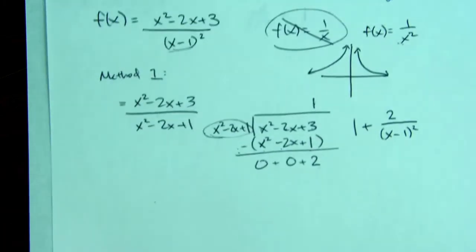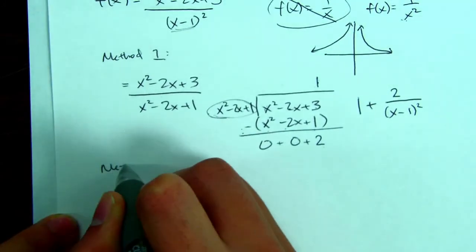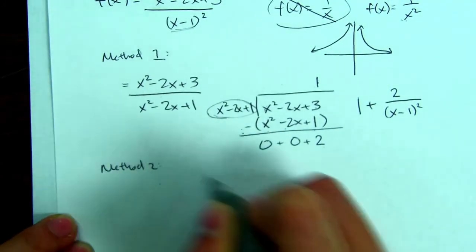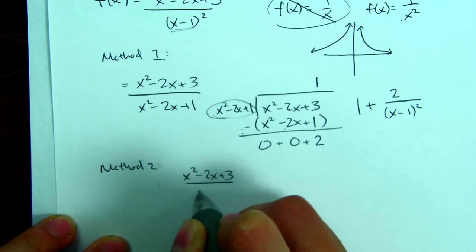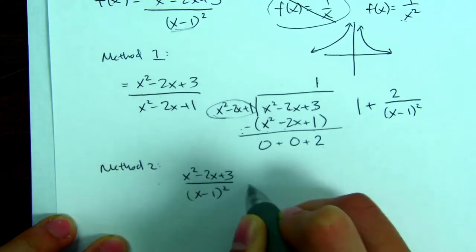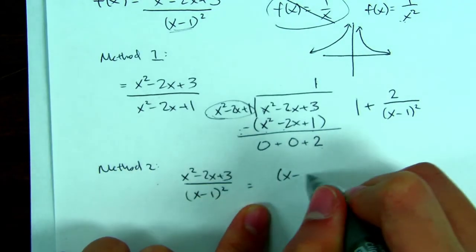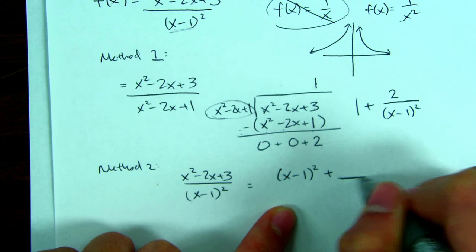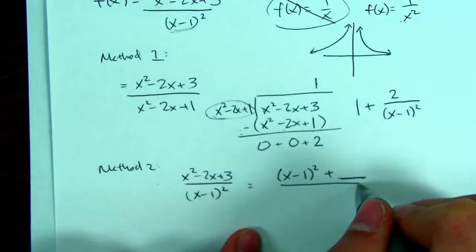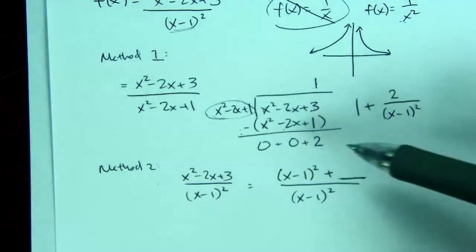Now I'm going to go ahead and move down to my pattern matching method. So here is how I'm going to pattern match. Here's my original equation. And just like the part where we didn't have squared, I want this x minus 1 squared on top, but I need to add something to it to make it equal to this, so they're still equivalent expressions. So what do I need to add to this to make it equal to that?